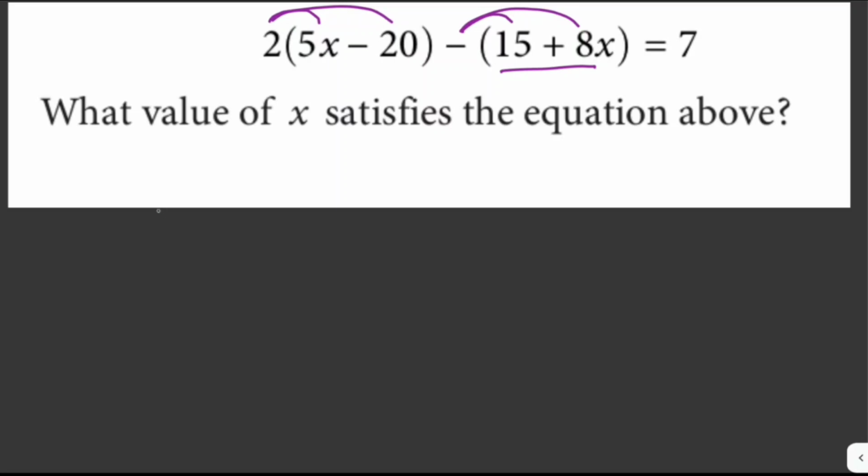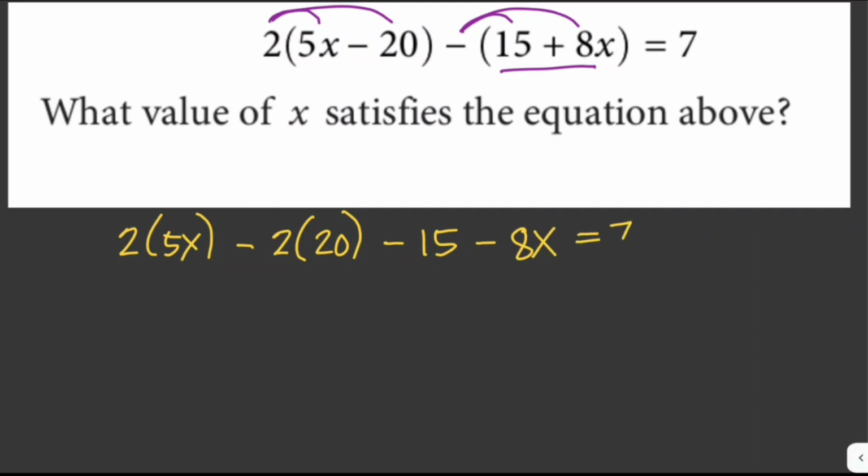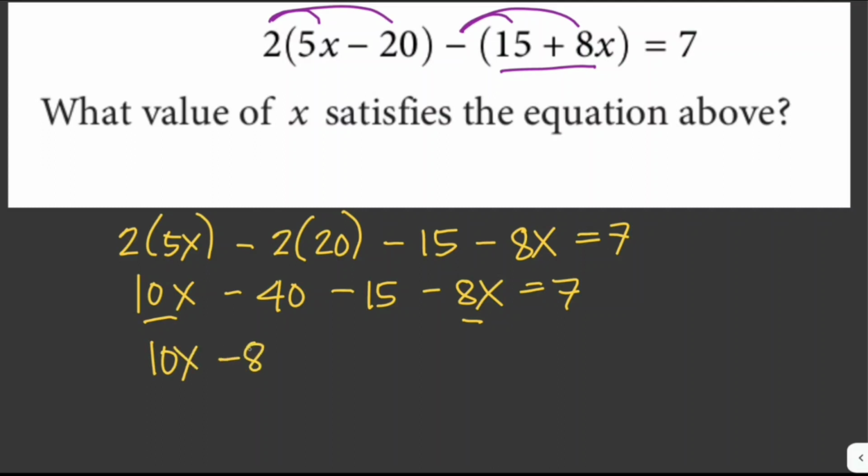So that would be 2 times 5x minus 2 times 20 minus 15 minus 8x equals 7. Then this is just 10x minus 40 minus 15 minus 8x equals 7. And then we group like terms. Okay, so this is 10x minus 8x minus 40 minus 15 equals 7. And this is just 2x, since 10x minus 8x is 2x.